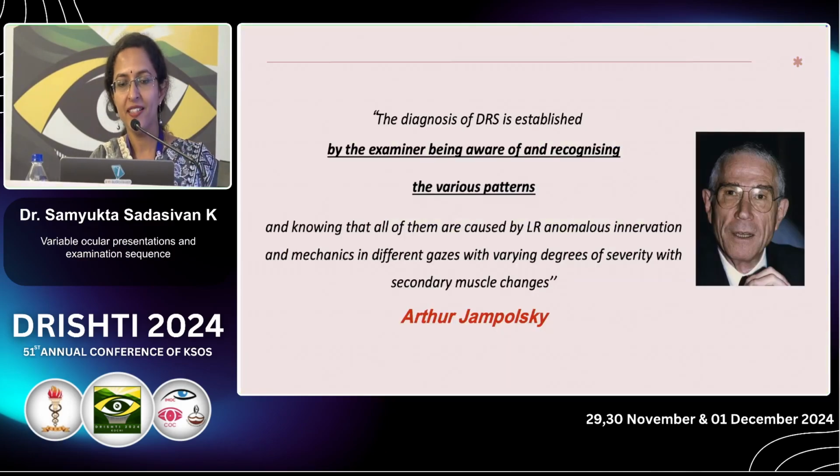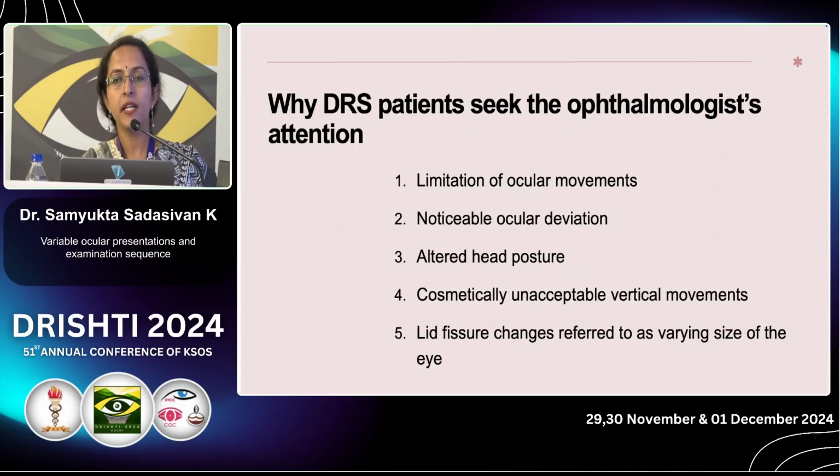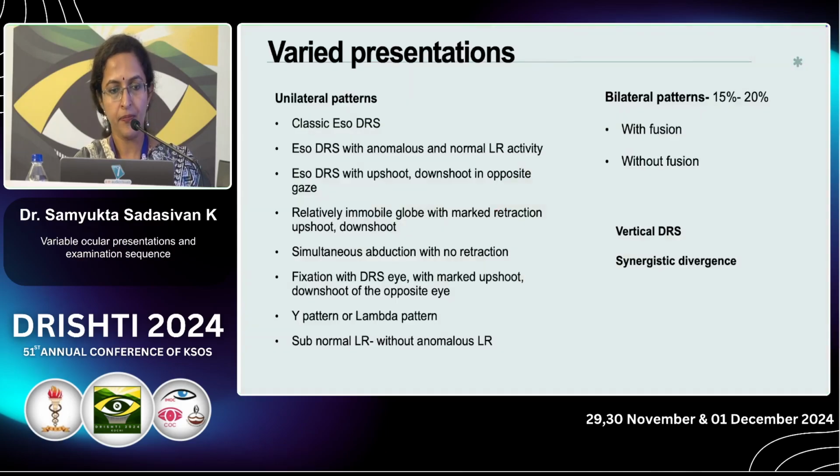Good afternoon, everyone. Sir Arthur Jampolsky has rightly stated that the diagnosis of DRS is established by the examiner being aware of and recognizing the various patterns. So we move ahead with our topic, the varied presentations and clinical examination sequence. So these are the reasons why DRS patients seek an ophthalmologist's attention. The possible presentations are limitation of ocular movements, noticeable ocular deviation, altered head posture, or cosmetically unacceptable vertical movements.